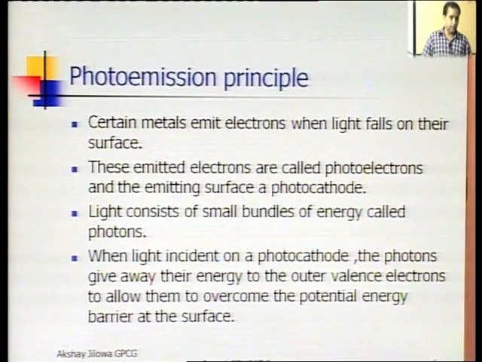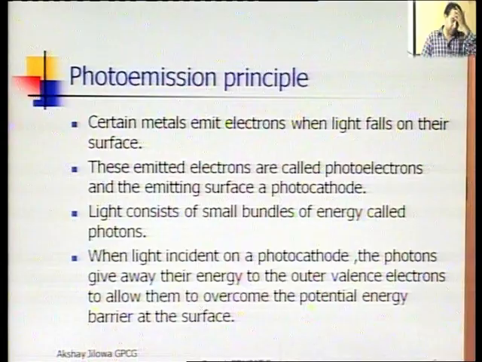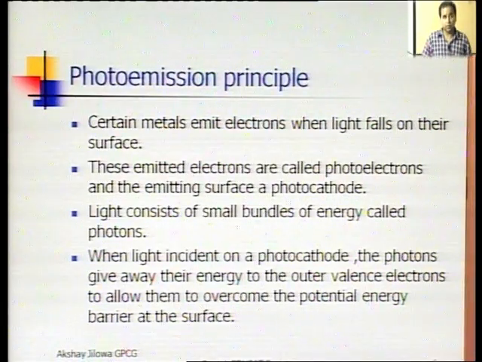Light consists of small bundles of energy called photons. As I have already explained, light consists of small bundles of energy, because light is not a continuous process, it is a discrete process also. In this we have packets of energy, which are called photons. So, those photons are basically the light particles.